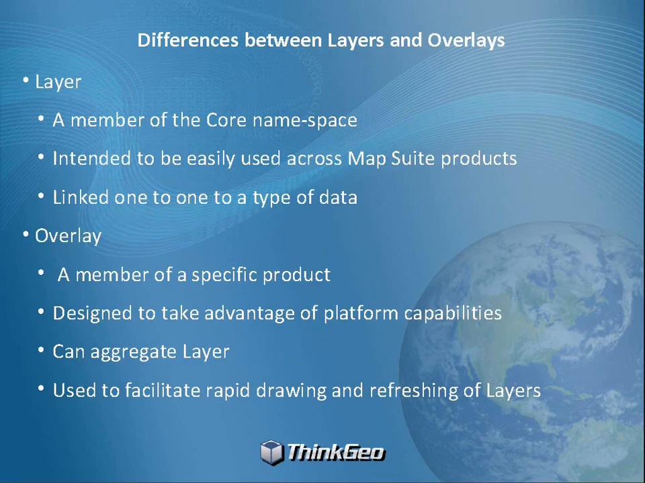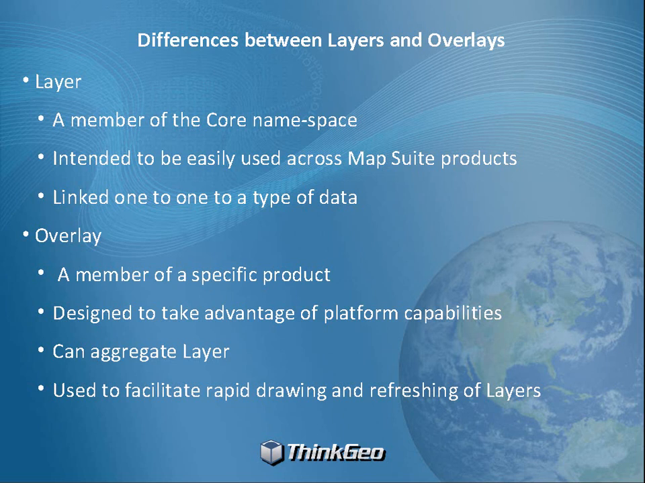So what is the difference between layers and overlays? We'll start with layer. A layer is a member of the core namespace, and because of that, it's intended to be used across all of the different Map Suite products. So you can use a layer in the Web Edition, in the Silverlight Edition, and it'll work in any of the different products. It's also intended to typically be linked to one particular type of data. So if you have some data on roads, then that would typically be a layer. And if you also had some data on parks, that would be a separate layer. And you wouldn't normally see something like a layer representing roads and parks together.